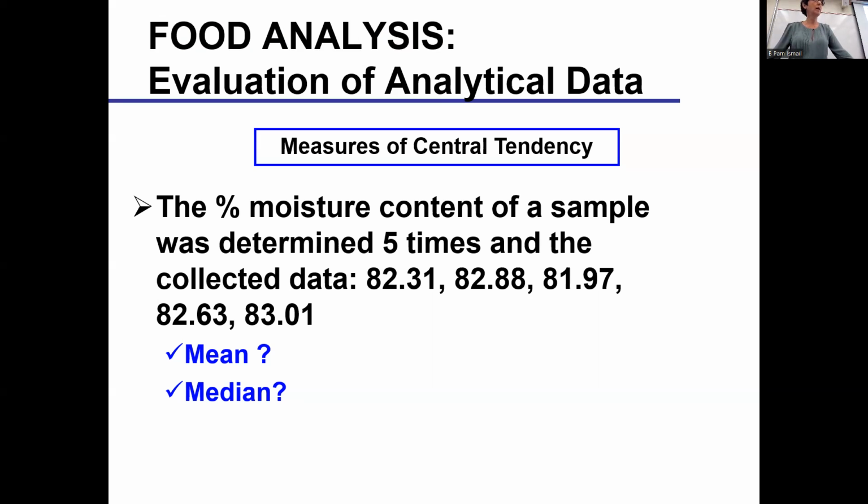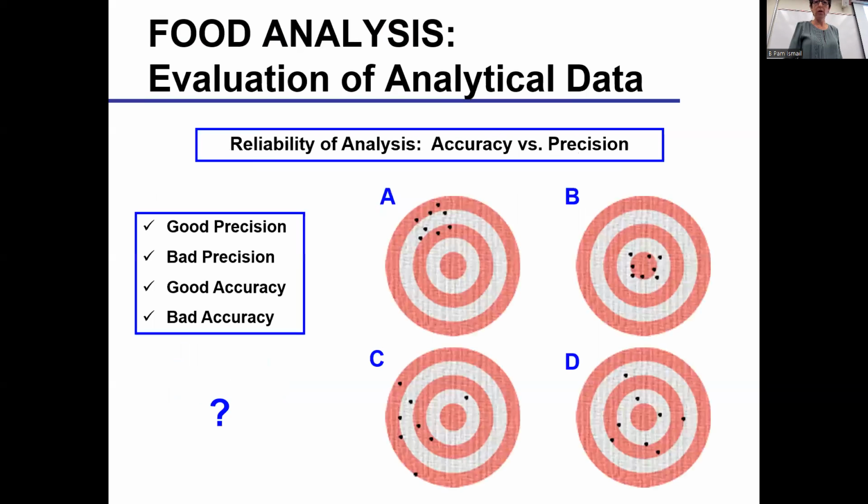Okay, ready, Isaac? What's your average? For an average, I have 82.5. Correct? Yes. The median, 82.63. Yes. So just make sure on the piece of paper that you write how you got to this answer.